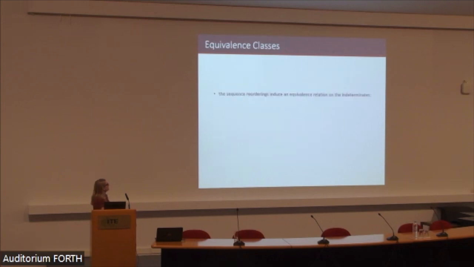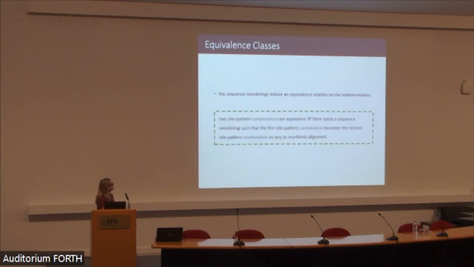And what we can do now is that we could just formulate the whole thing as an equivalence class, as the sequence reorderings induce an equivalence relation on the indeterminates. And there we say just that 2 site pattern combinations are equivalent if and only if there exists a sequence reordering which transforms one combination into the other one on any so reordered alignments. And what does this mean?